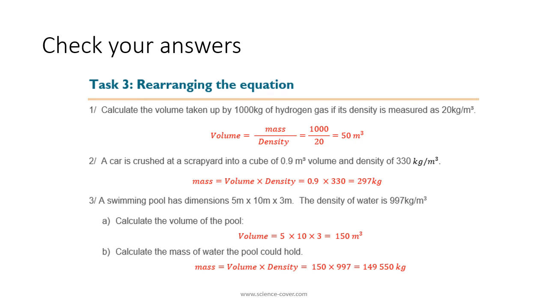Calculate the mass of the water in the pool. Well, to find the mass, I've got to do volume times density. The volume I've just worked out as 150, and the density is given to me as 997. So 150 times 997 gives me 149,550 kilograms.